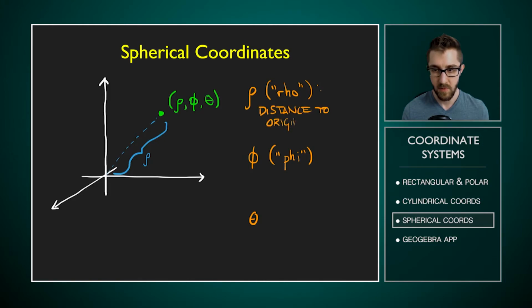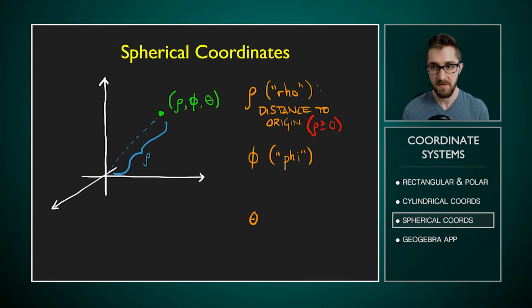And now it's worth noting that this is analogous to r from polar coordinates, but not the same, because we're measuring distance in three-dimensional space. That said, we have that same convention that rho is always going to be bigger than or equal to 0, because it is a distance.